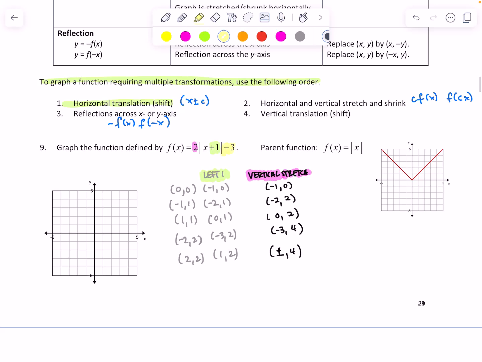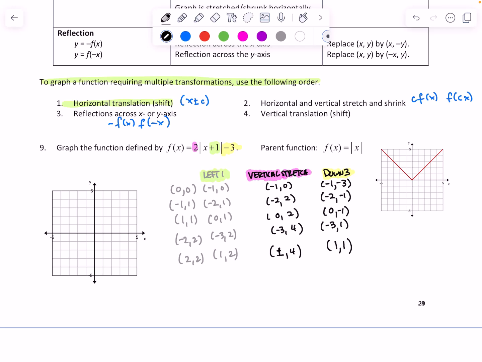So lastly, we look for our vertical translation or vertical shift, and we see that right here in the minus 3. So that one, we're going to shift down 3. And that means we subtract 3 from our y coordinate. So we're going to take negative 1, 0 and shift it down to negative 1, negative 3. Negative 2, 2 is going to shift down to negative 2, negative 1. Subtracting 3 from all of my y values. 0, 2 becomes 0, negative 1. Negative 3, 4 shifts down to negative 3, 1. And 1, 4 shifts down to 1, 1.